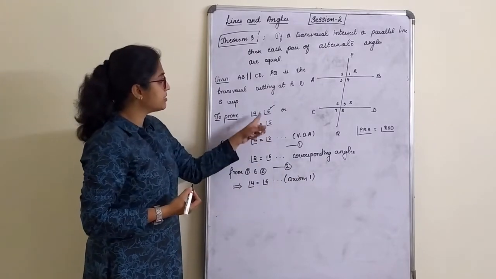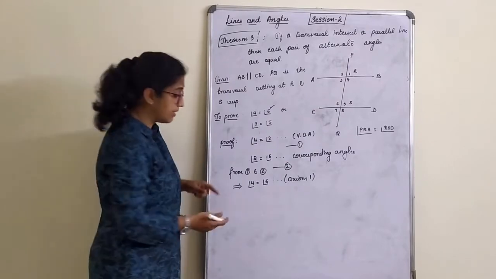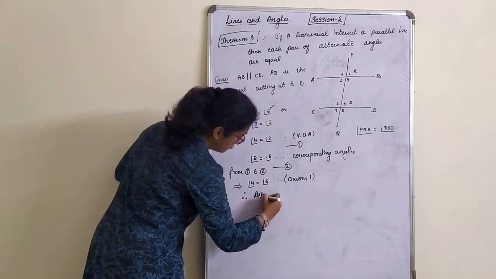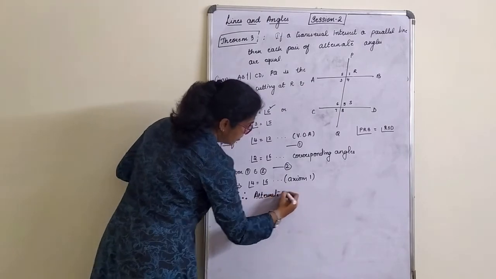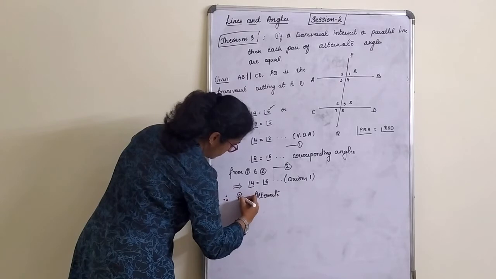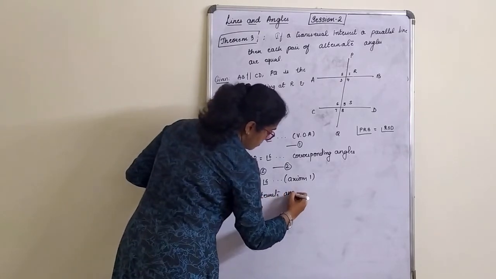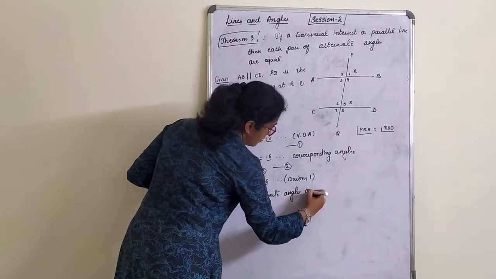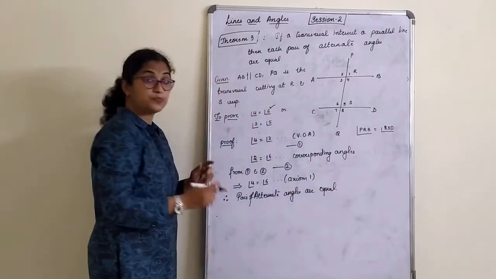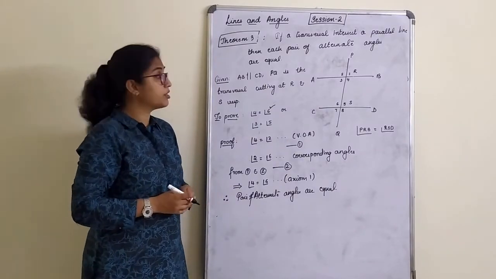What is 4 and 6? That is what we had to prove. 4 and 6 are a pair of alternate angles. Therefore, a pair of alternate angles are equal, right? So this is the theorem, two important theorems.